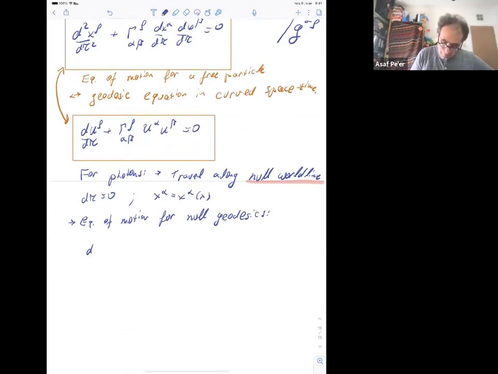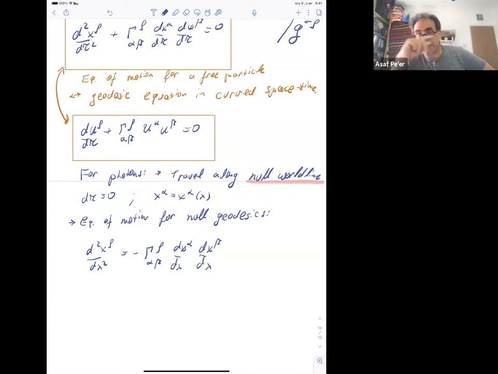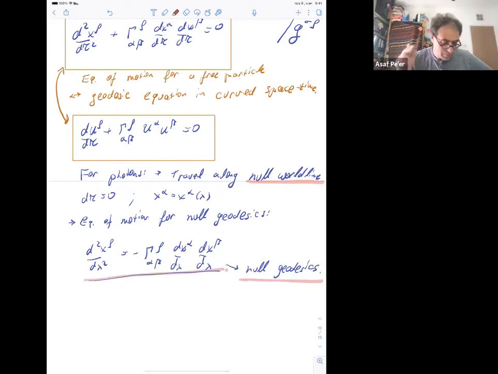d squared x rho over d lambda squared plus gamma rho alpha beta dx alpha over d lambda dx beta over d lambda, where lambda here is a parameter along the path of the photon. These are null curves, and null curves that satisfy this equation are known as null geodesics. And of course, light waves move on null geodesics in the path of the light.